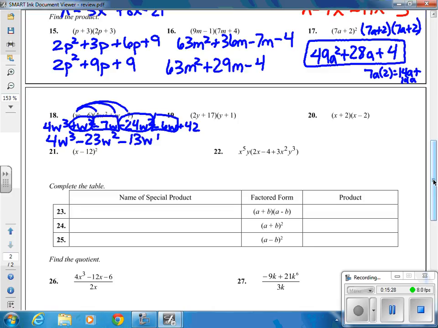And then nobody goes with plus 42, so he just drops down in the back. Right, they do produce longer answers when you have to do a binomial times a trinomial or even more, so don't panic when that happens. Just be prepared for it and deal with it every step of the way.